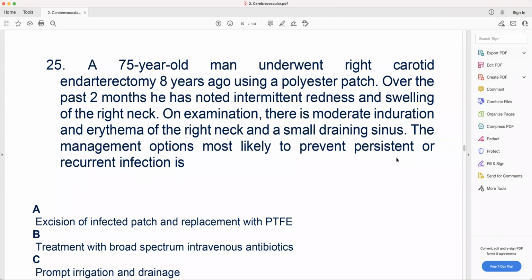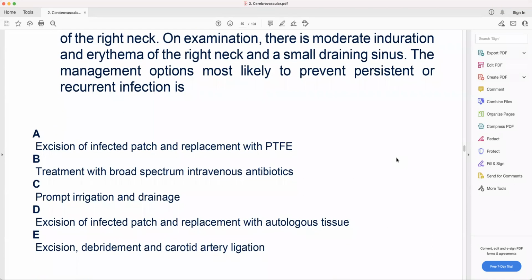Let's see what they said. Excision of infected patch and replacement with PTFE. No, it's also a foreign body. Treatment with broad-spectrum intravenous antibiotics. I think because of recurrent infection and there is already a sinus, antibiotics is not an option, except if there is high risk for surgical intervention.